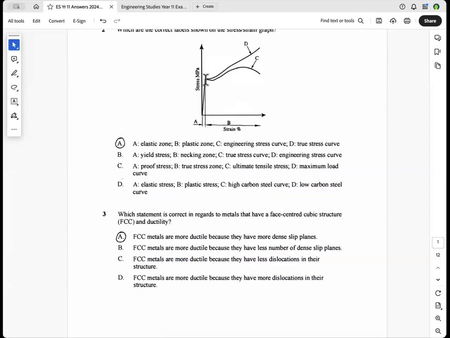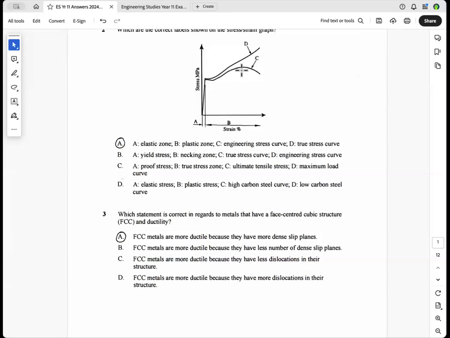And as soon as it hits the limit of proportionality, all this is permanent set on the test piece. So that is the plastic area. So have a look at the elastic plastic. Now, the engineering stress curve, if you didn't know that, or the true stress curve, you have to have a look at the other alternatives, and the other alternatives don't fit. So this part here is the engineering stress curve.